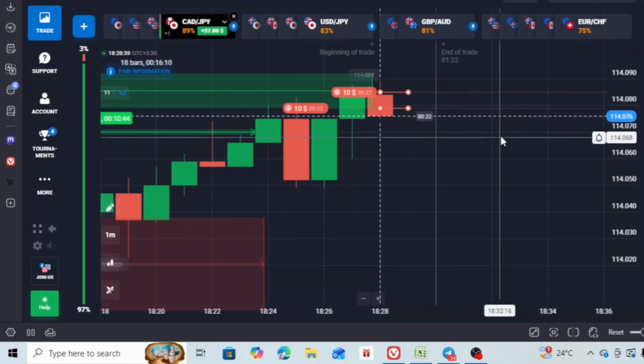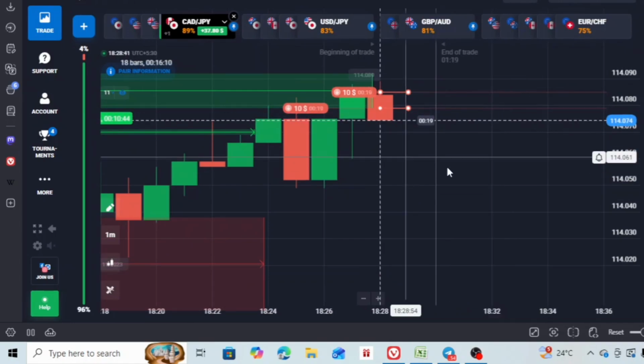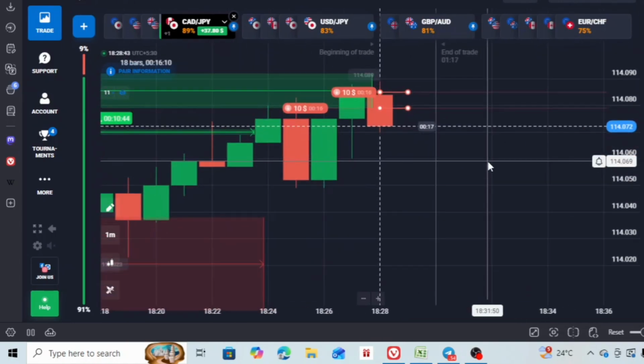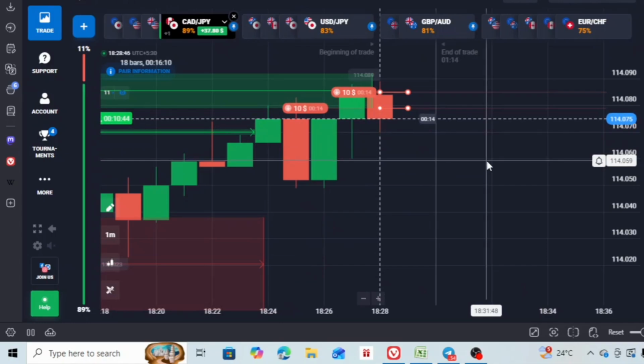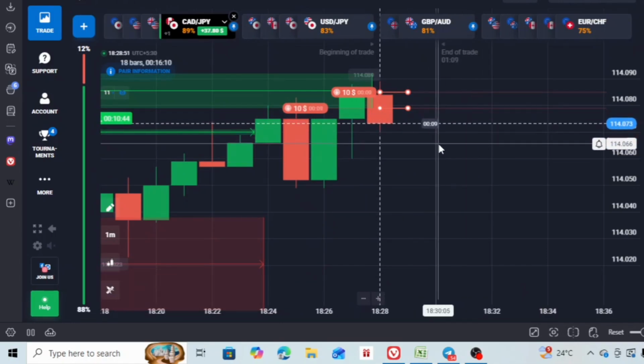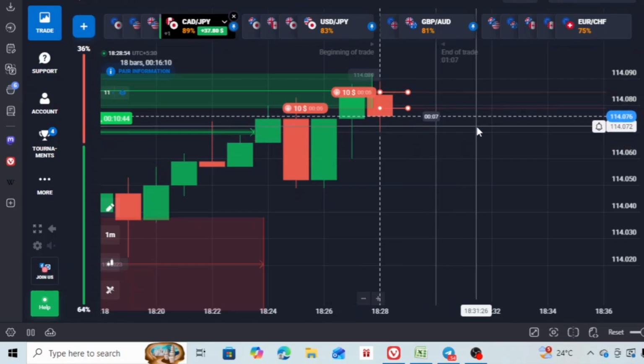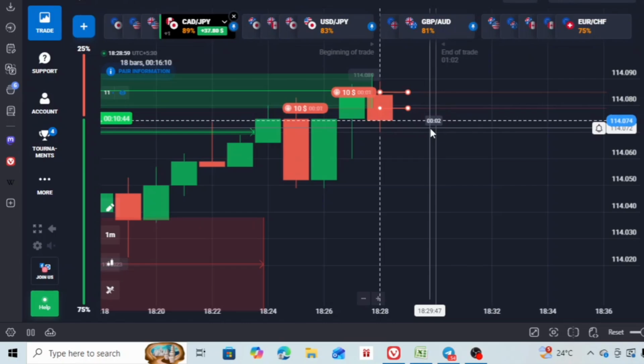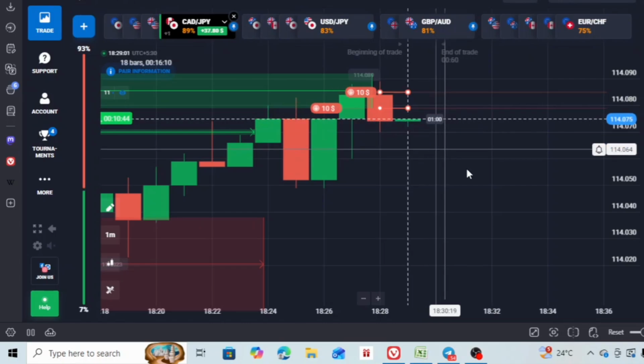Okay, so let us see. It's in our favor right now. So we still have around 11 seconds, 10 seconds, 9 seconds, 7 seconds. Okay, so this is a winning trade.